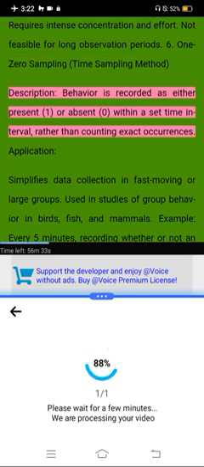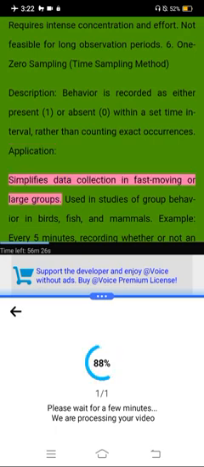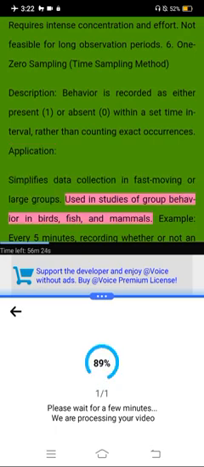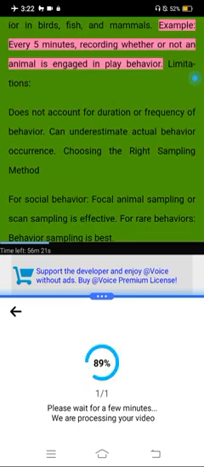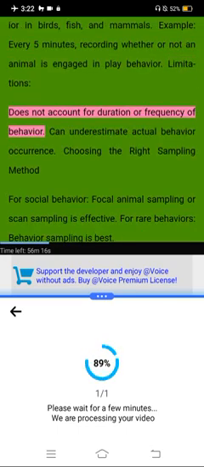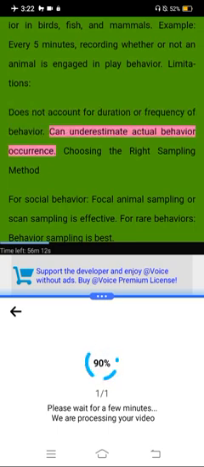Description. Behavior is recorded as either present (1) or absent (0) within a set time interval, rather than counting exact occurrences. Application. Simplifies data collection in fast-moving or large groups. Used in studies of group behavior in birds, fish, and mammals. Example. Every 5 minutes, recording whether or not an animal is engaged in play behavior. Limitations. Does not account for duration or frequency of behavior. Can underestimate actual behavior occurrence.